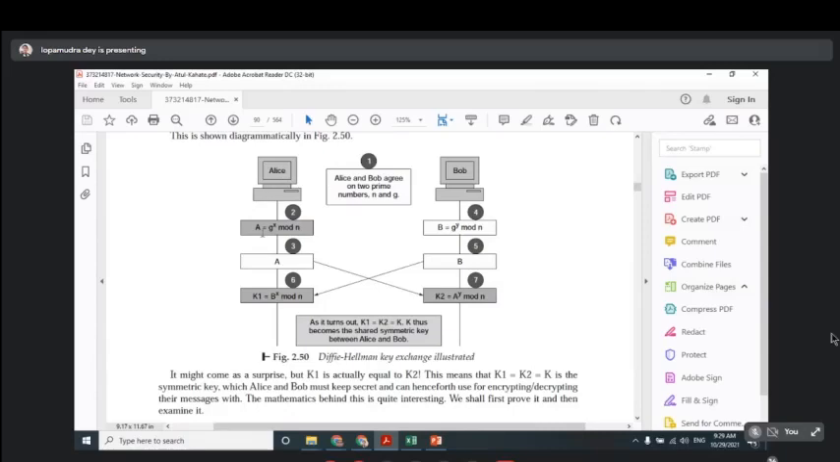Now Alice will generate one auxiliary value a, which is g to the power x mod n. So this is the formula. Both Alice and Bob know n and g, and n and g are public.